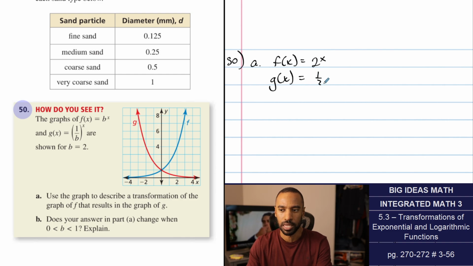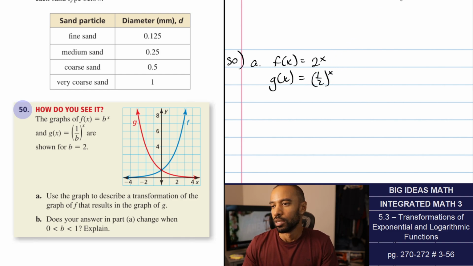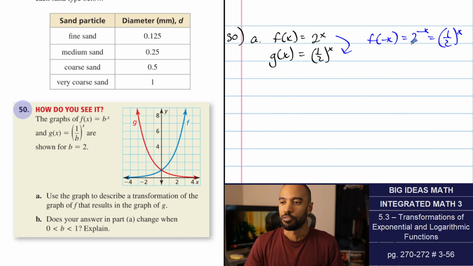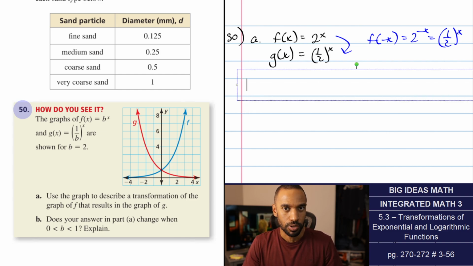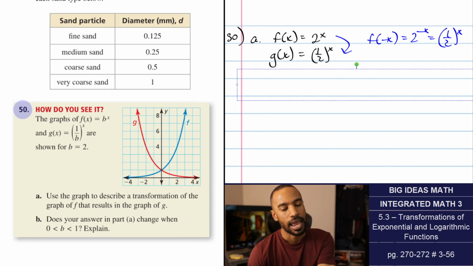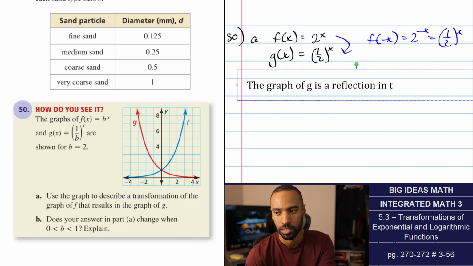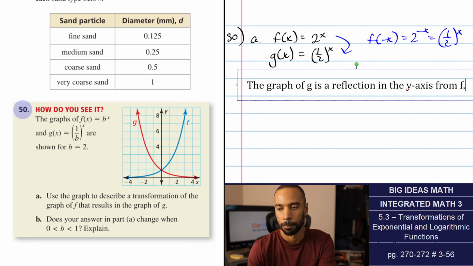I'm just going to write these instead of b. This is f of negative x. That's what you have to do. So if you have to raise it to the negative power, then that means you need to reflect it across the y-axis. Now, they probably want you to look at the graph to do that. F to g looks like a reflection across the y-axis. So the graph of g is a reflection in the y-axis from f.